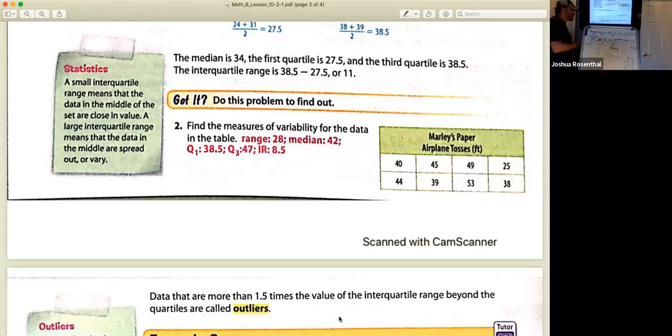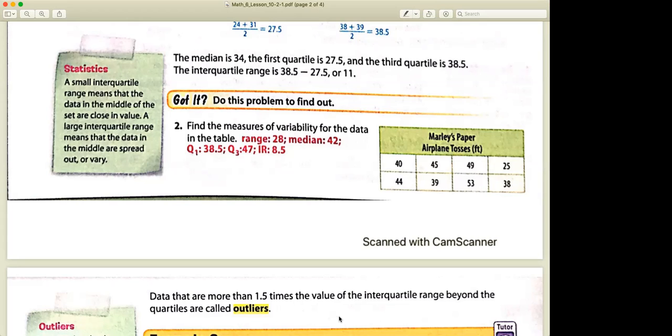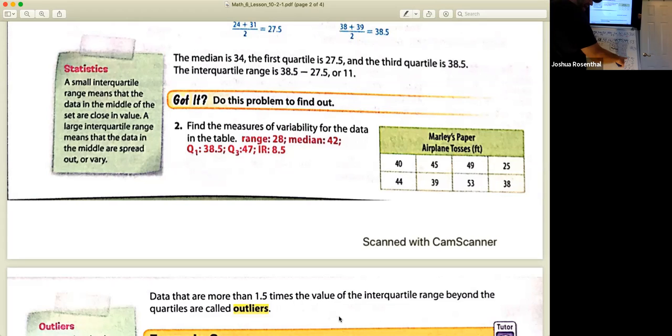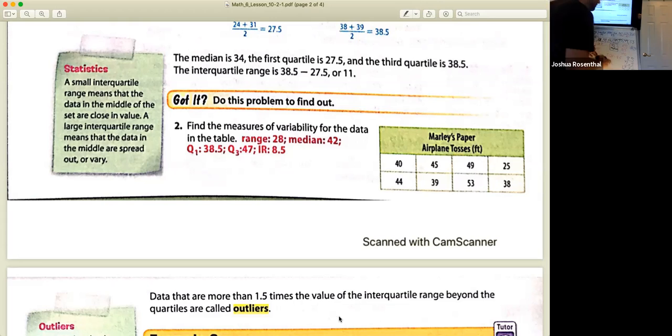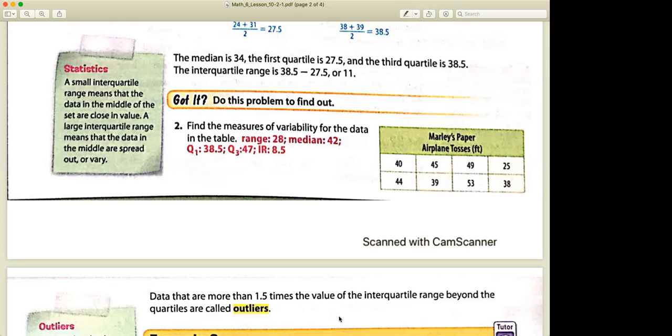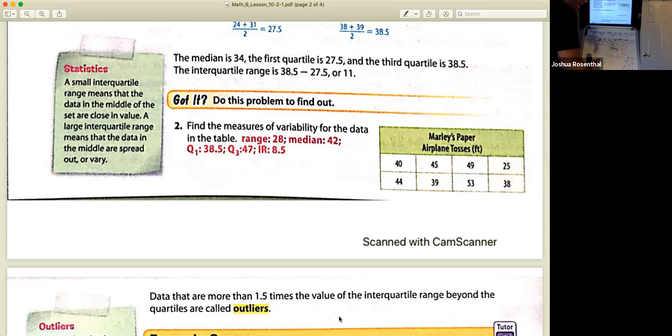It's 1.5 times, wait a minute, that's not right. 1.5 times 8.5 is not 9.75. Half of 8.5 is 4.25, so it should have been 12.75. Sorry, I did it quickly without a calculator. Oh, I thought you used a calculator. Okay, no. So that changes this. Hold on. Sorry. That's okay. Let me go back and change it.